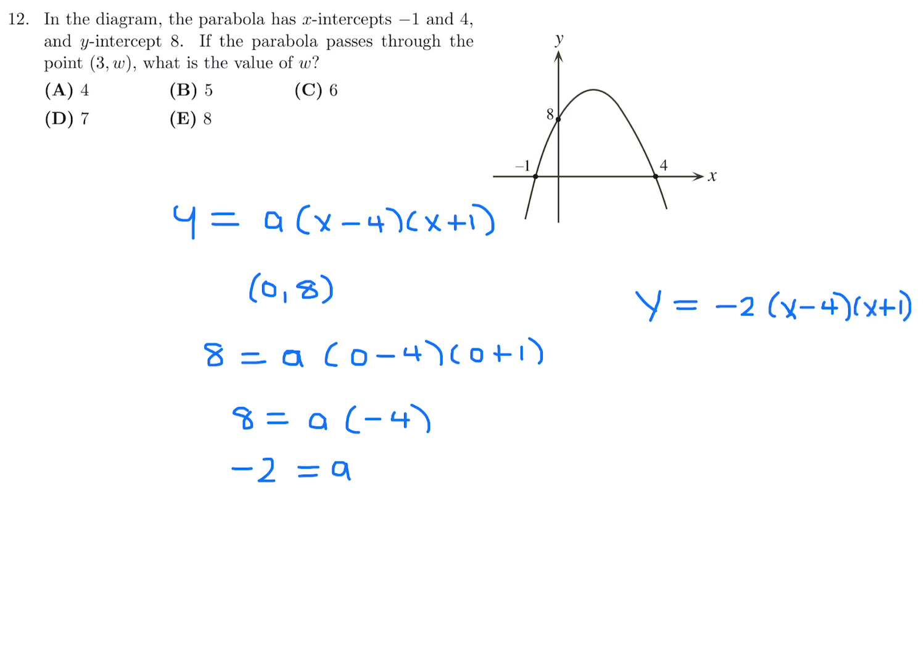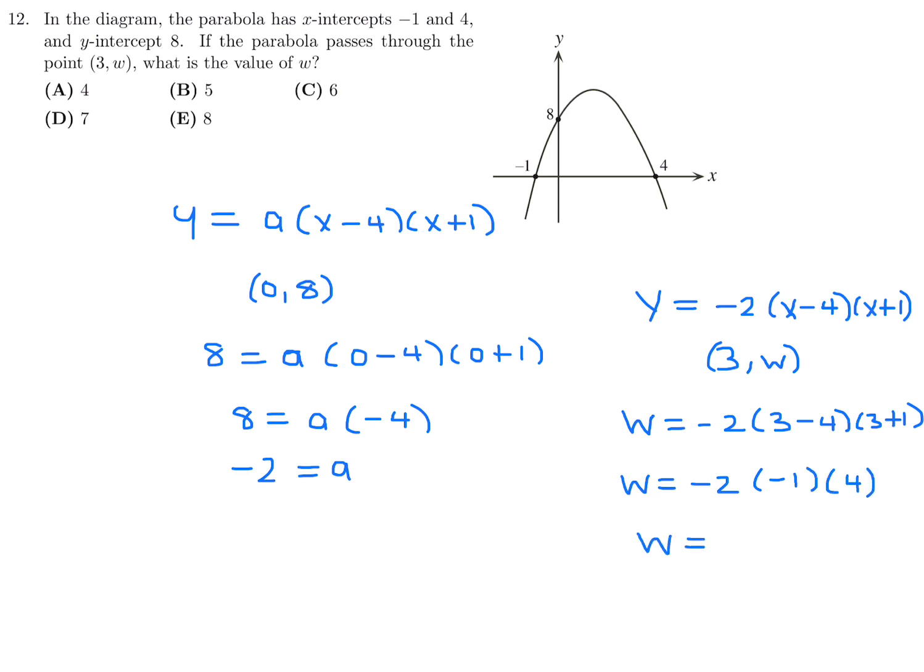And now they've given me this point (3, w), and they're saying that it's on the parabola. So substitute it in, 3 for x and w for y. So we get w = -2 times (3 - 4) times (3 + 1). So w is -2 times -1 times 4. So that means w is 8. So number 12, the answer is 8, which is choice E.